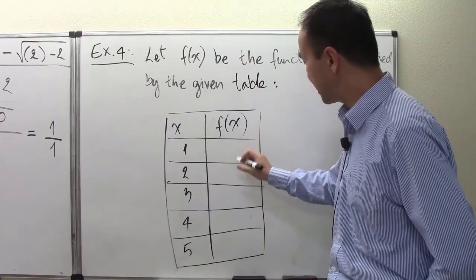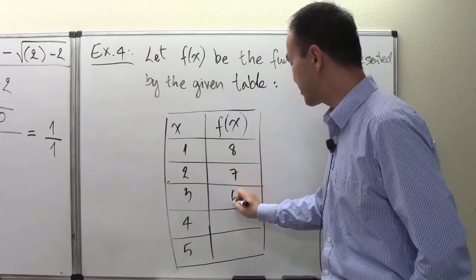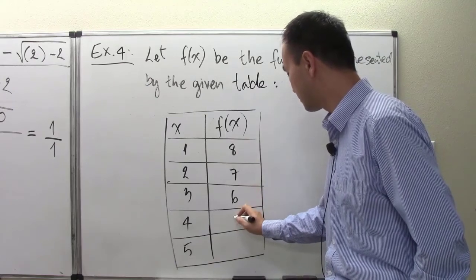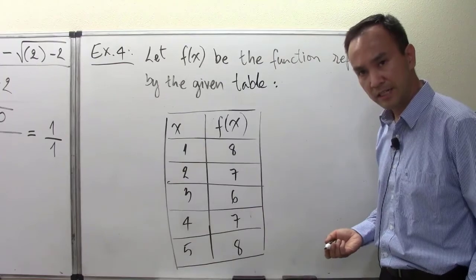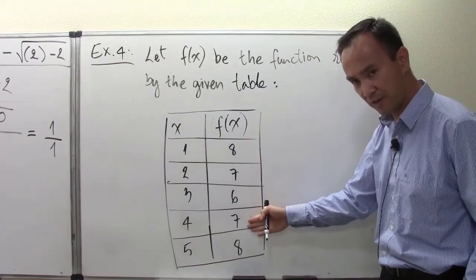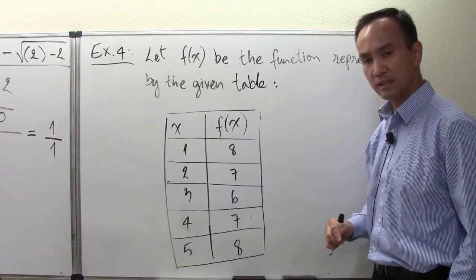So now these are the outputs here. So it's how about 8, 7, 6, 7, 8. Okay. So there's that table. These are the output values. These are the input values right here. Okay. So that's the table.